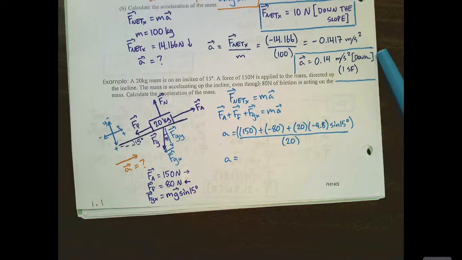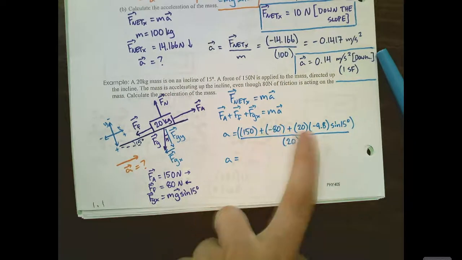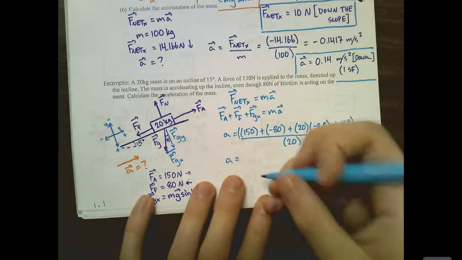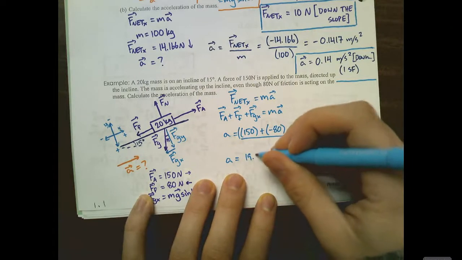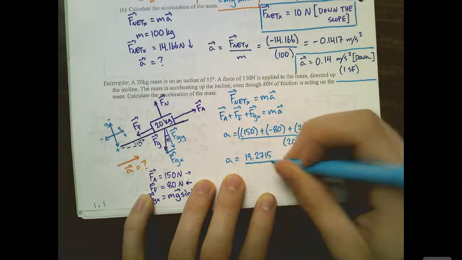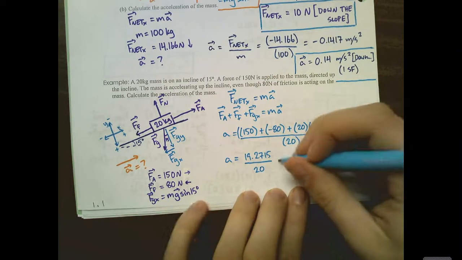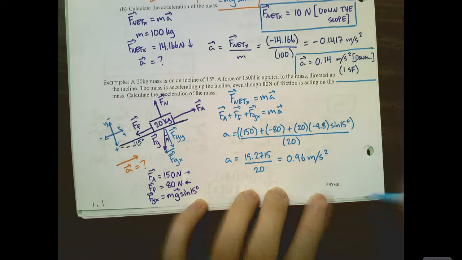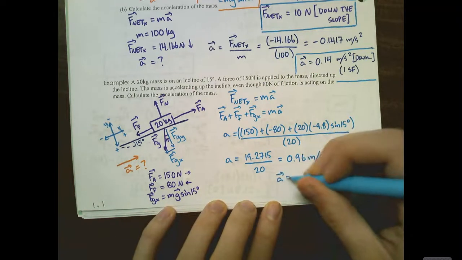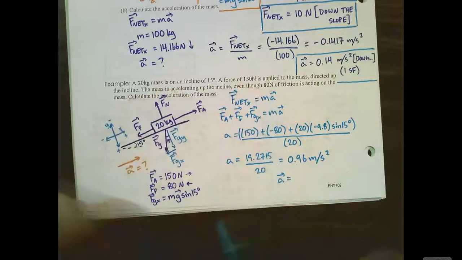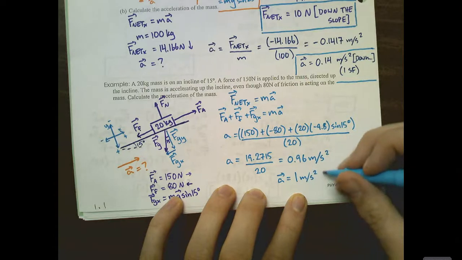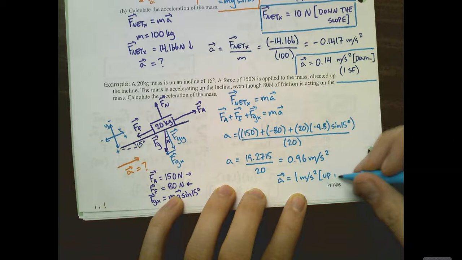I plug all of this in my calculator: 150 minus 80 minus 20 times 9.8 times sine 15, divide by 20. On the top, I should get something that looks like 19.2715 divided by 20. That's what you should get. And if you plug that into your calculators, you should get something like 0.96 meters per second squared, and it's positive. So our final answer, A, is, let's take a quick look at our sig figs. It looks like we've got 1 sig fig again, so I'll round that up to 1 meter per second squared up incline, we'll call it.